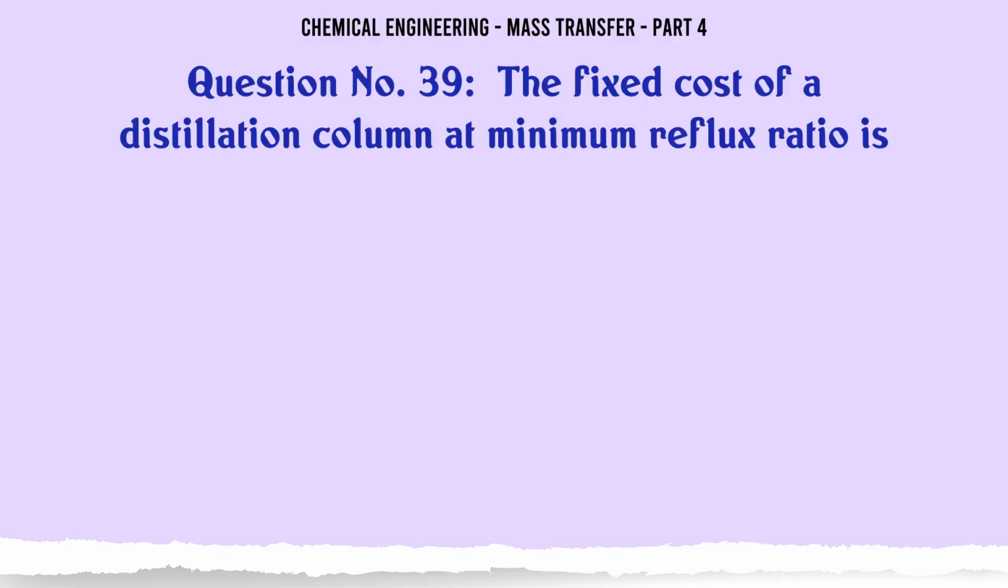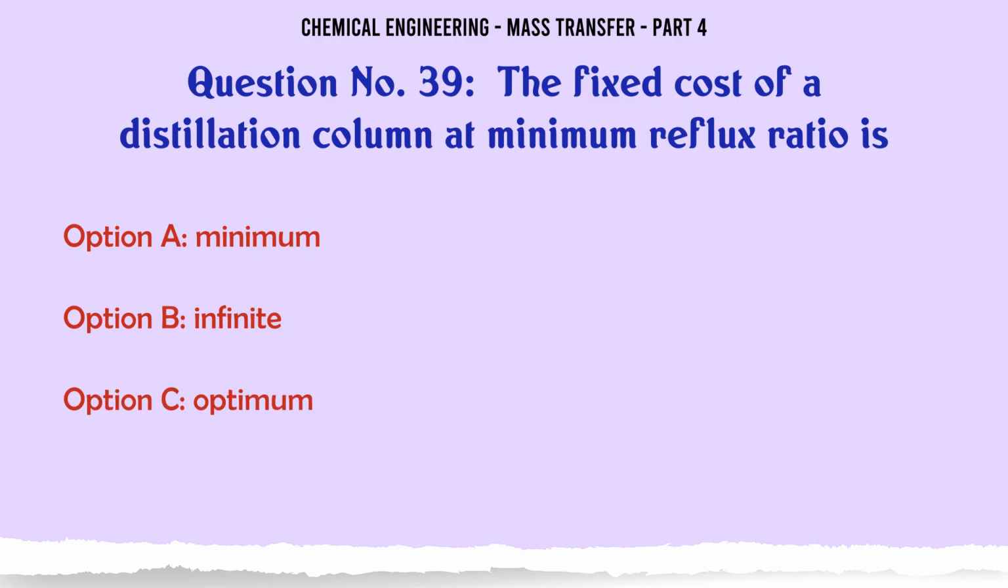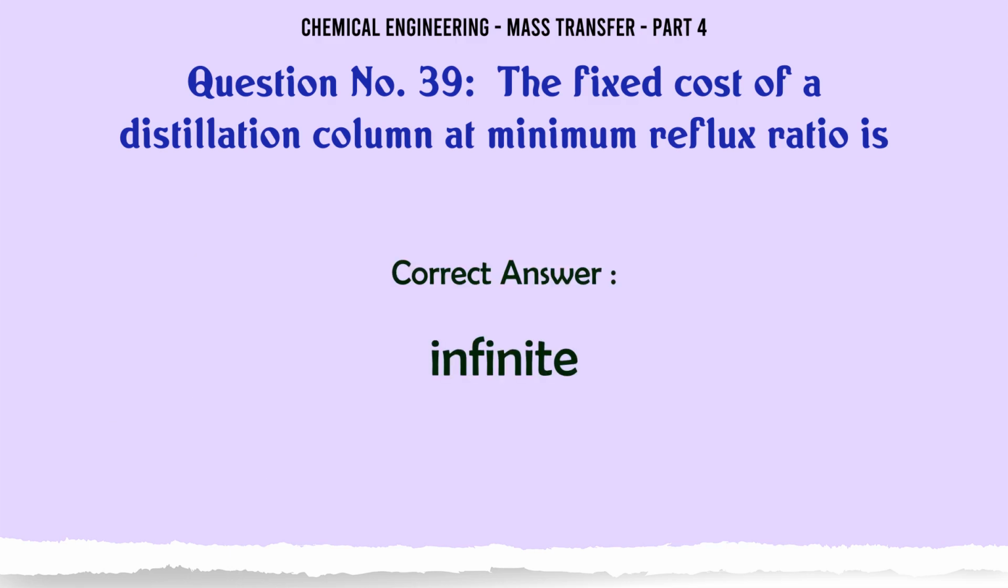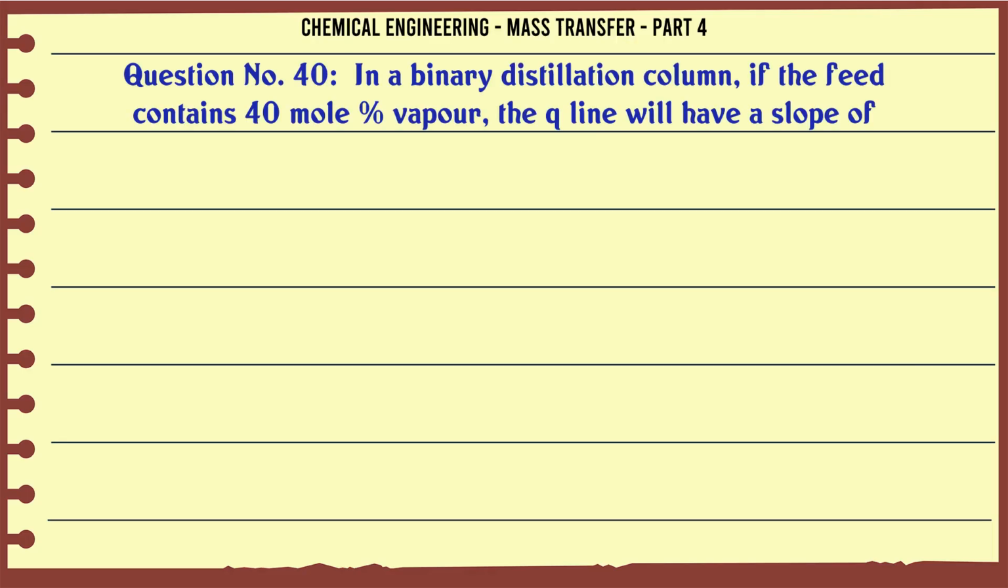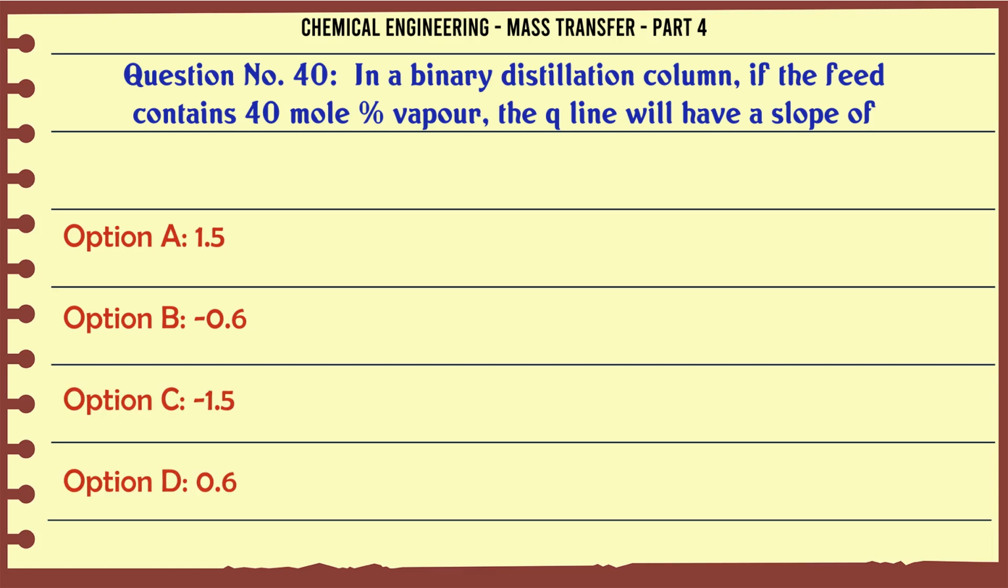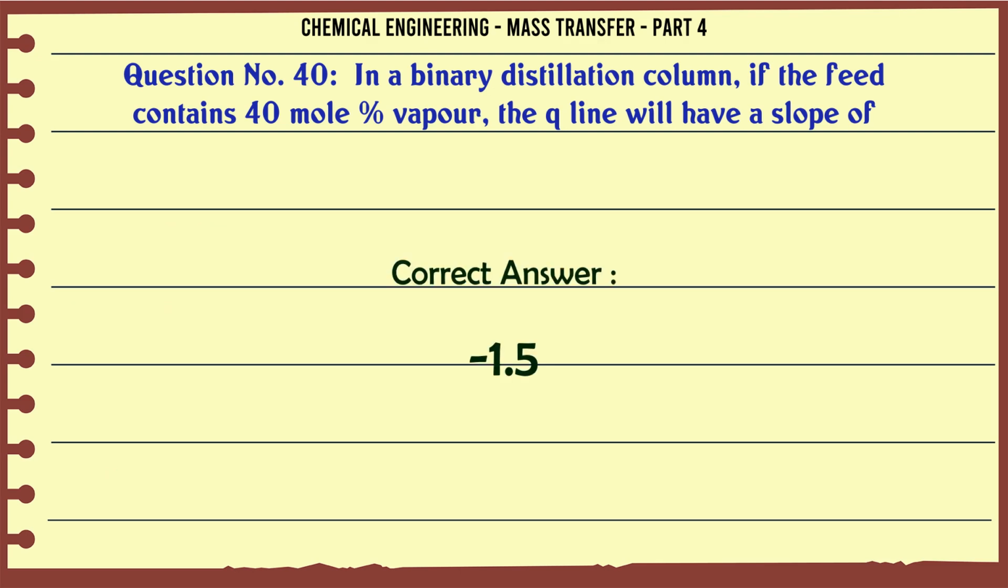The fixed cost of a distillation column at minimum reflux ratio is A. minimum, B. infinite, C. optimum, D. none of these. The correct answer is infinite. In a binary distillation column, if the feed contains 40% mole vapour, the q-line will have a slope of A. 1.5, B. 0.6, C. -1.5, D. -0.6. The correct answer is -1.5.